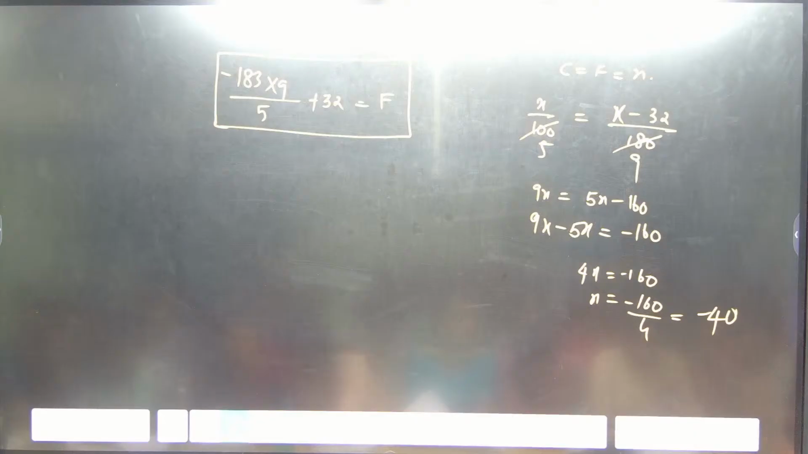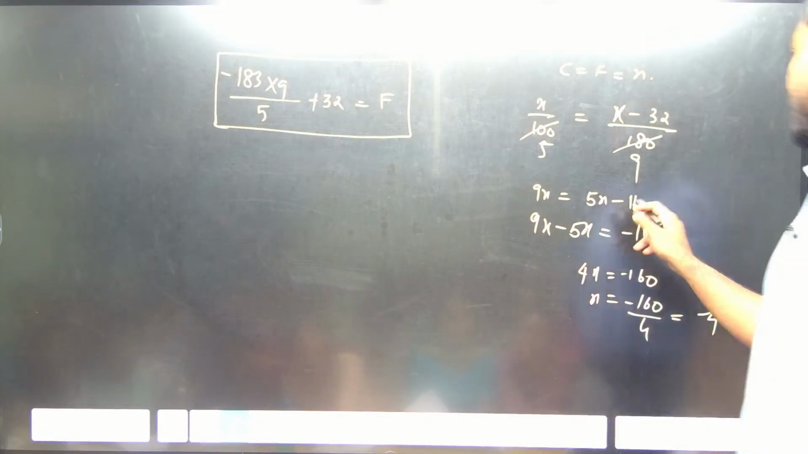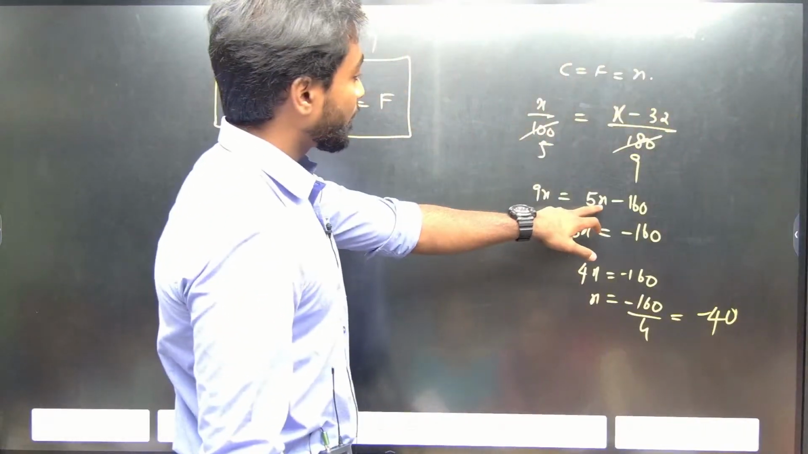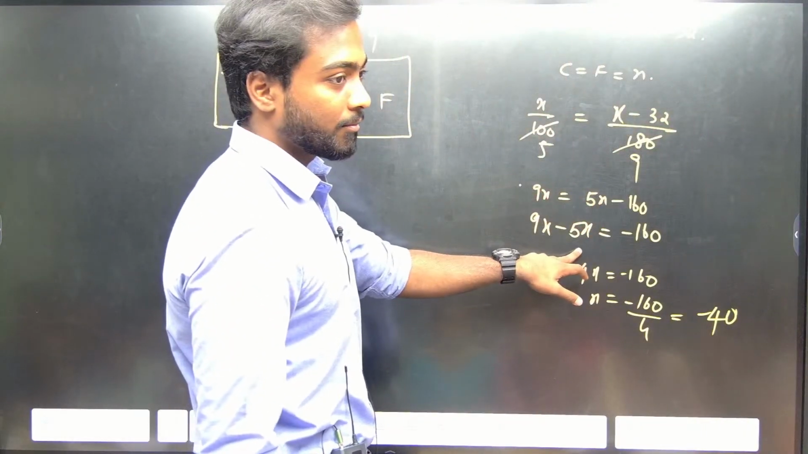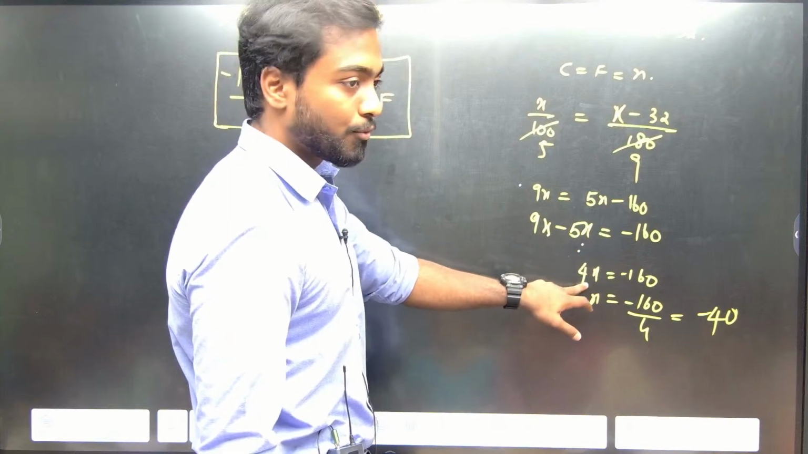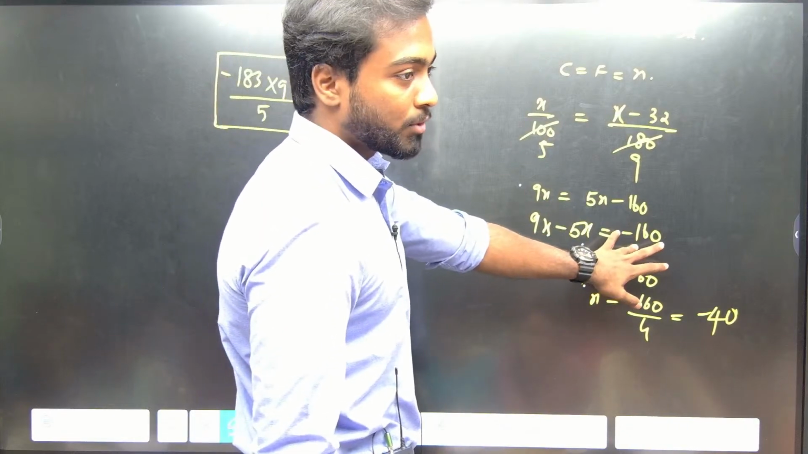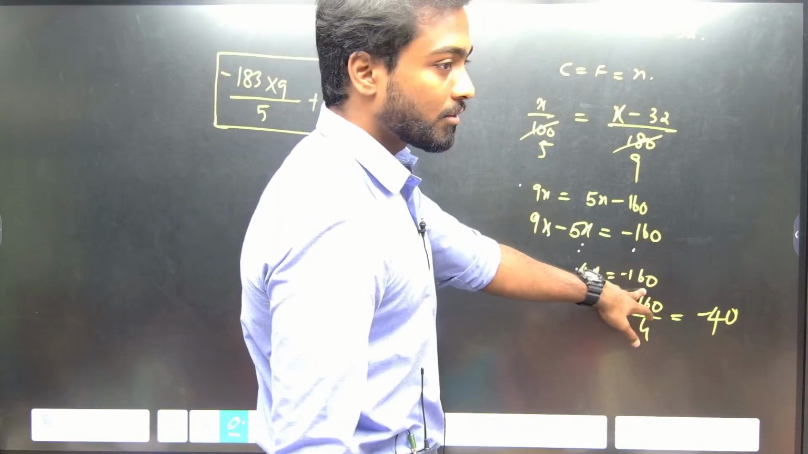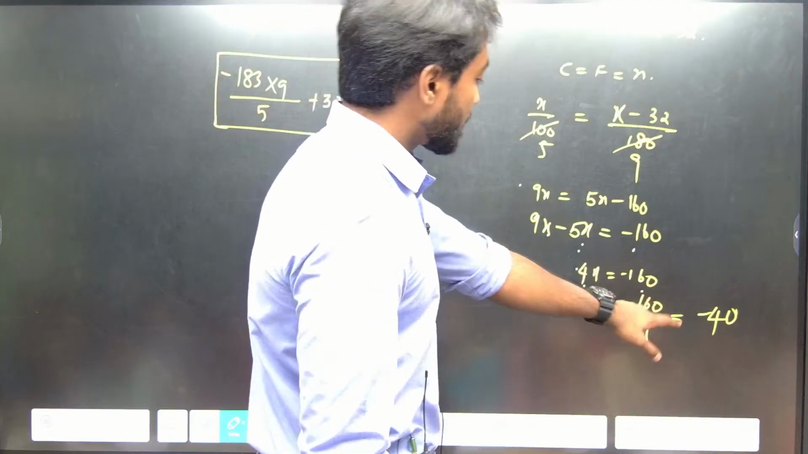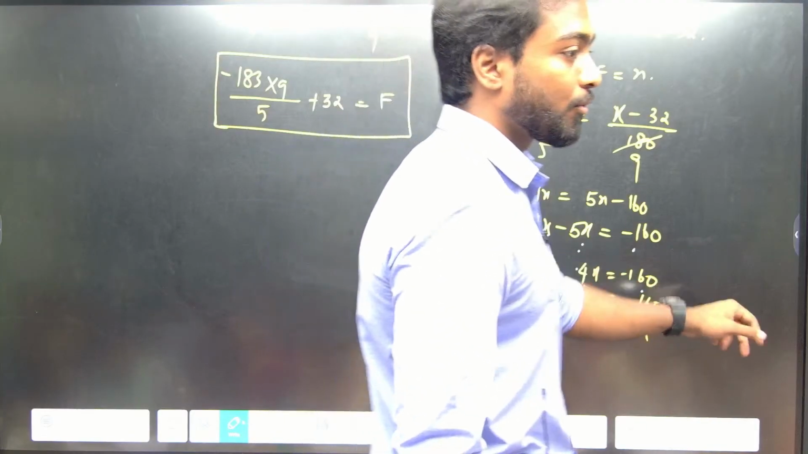Which one? 9x equals to 5x minus 160. So if I take this 5x this side, minus 5x. So 9x minus 5x is 4x. So this is minus 160 as it is. So if I take this 4 this side, 1 times and 4 times, so minus 40.